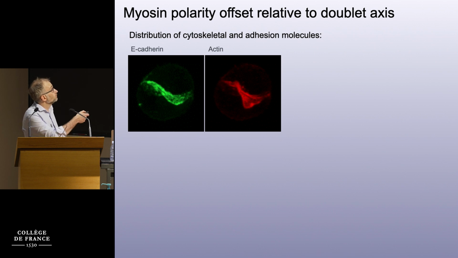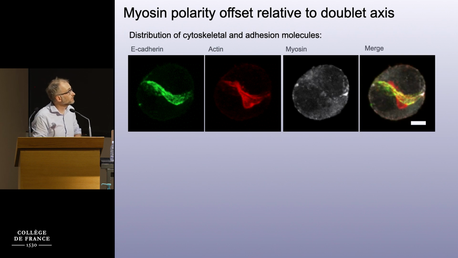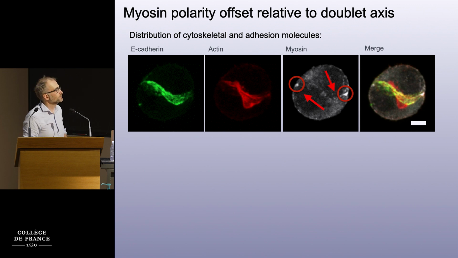And so our collaborators looked at the distribution of E-cadherin, which is mostly at the cell interface, and at actin, which is on the interface and on the cell, even if it's not visible here. And the interesting thing is they also looked at myosin, and we saw that there were these myosin clusters which are located close to the cell-cell interface. So we thought, okay, we need to quantify what these clusters are doing.